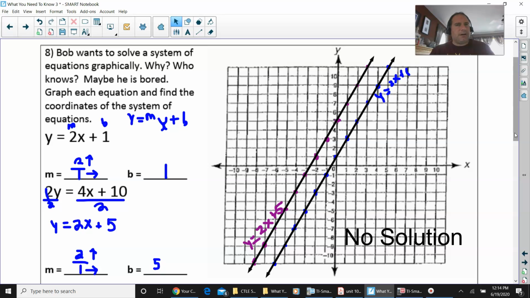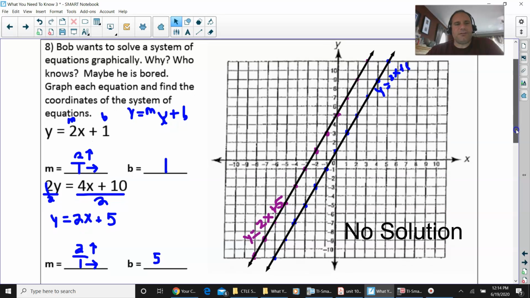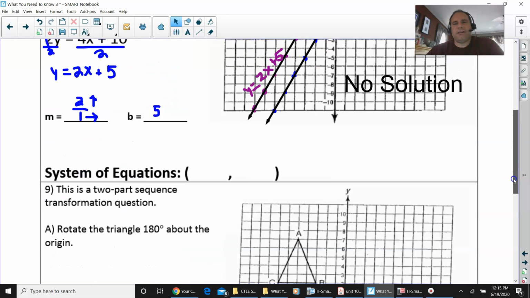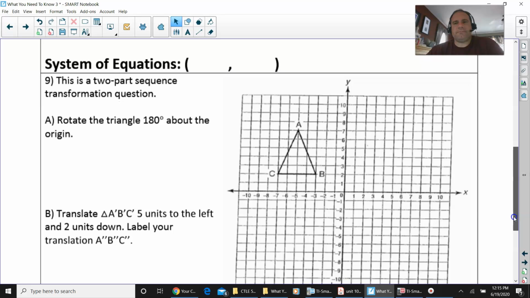they have the same of? And what do they have that's different? They have the same slope and they have a different y-intercept. Remember, no solution would have to have the same slope, and they do have the same slope of 2, but a different y-intercept, and they do have different y-intercepts. That is no solution. That is your answer, and that is that.